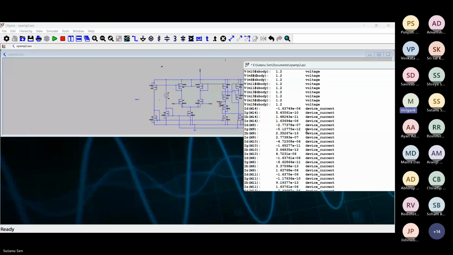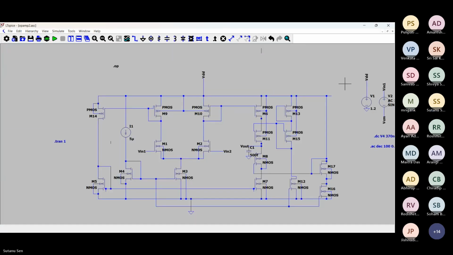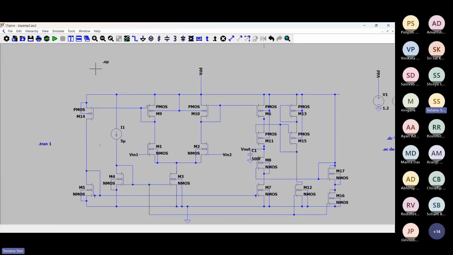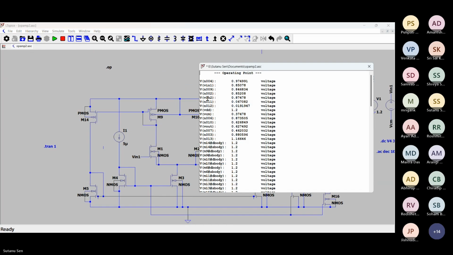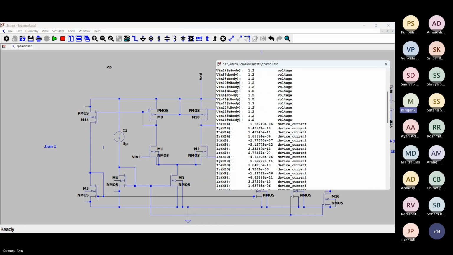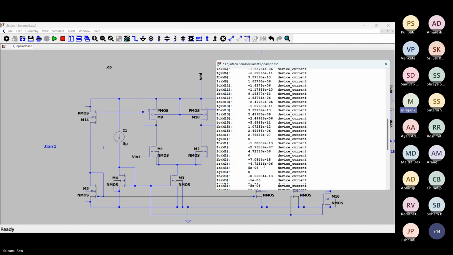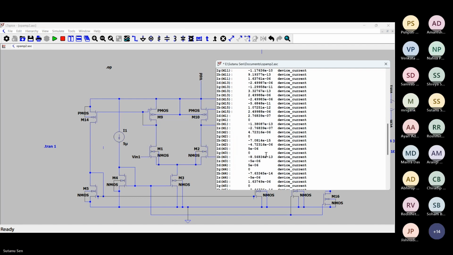Which one is M9? Show me, sir. This one is M9, sir. What is the current in M3? It's the same 5 microamperes. Yes, but sir, M9 is taking very little current because the DC current difference is there. That means most of the gain is coming from the M10 side.